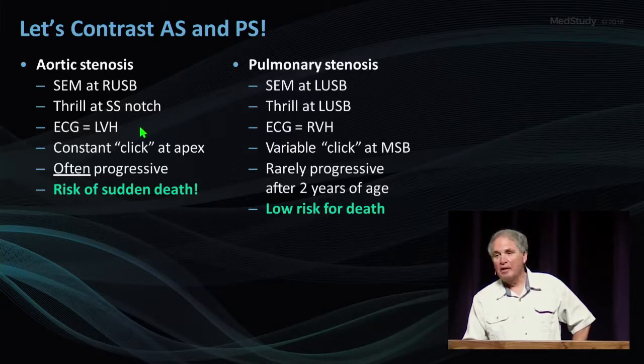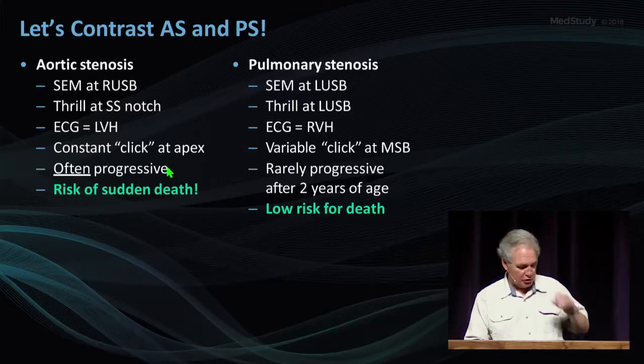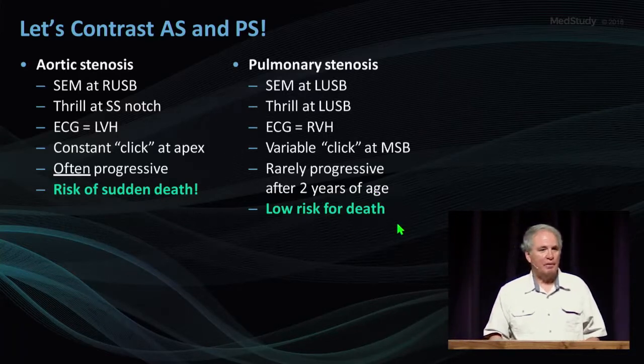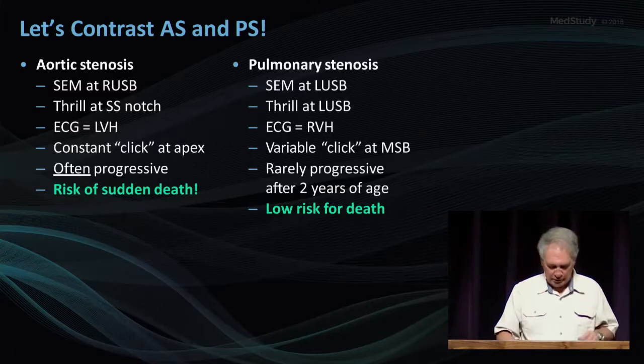ECGs are very different. Aortic stenosis, left ventricular hypertrophy. Pulmonary stenosis, right ventricular hypertrophy. There are clicks. The clicks are constant in aortic stenosis at the apex and variable in pulmonary stenosis. These are the 2 most important distinctions. Aortic stenosis is often progressive and can result in sudden death. Pulmonary stenosis, rarely progressive after 2 years of age, low risk of sudden death. Okay, this slide's a good one to mark.